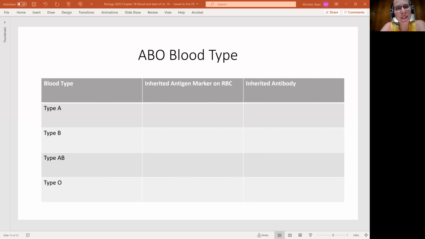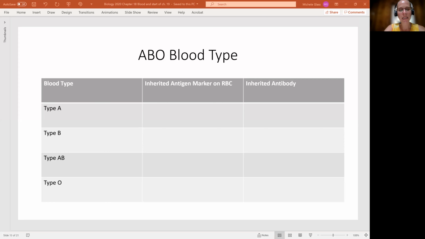Welcome back to kind of the ending section of chapter 18. We're talking here about blood type, and there are two different blood types. There's the ABO blood type, which we'll talk about here. And then you have the positive negative, what's referred to as the Rh blood type, that we'll talk about next. And we can kind of bring that information together.